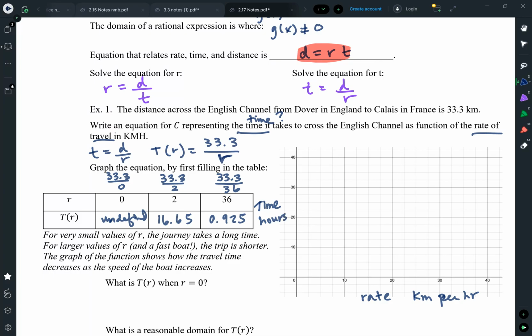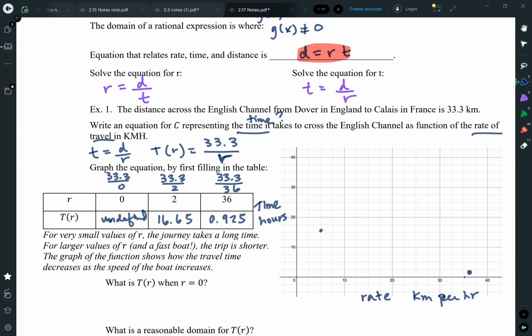A couple points we had here. We know if our rate was 2, our time was 16.65. So that would be somewhere in here between 10 and 20. If our rate was 36, so 35, 36 would be about in here. We know it would take less than an hour. So I'm just going to make a point over here.